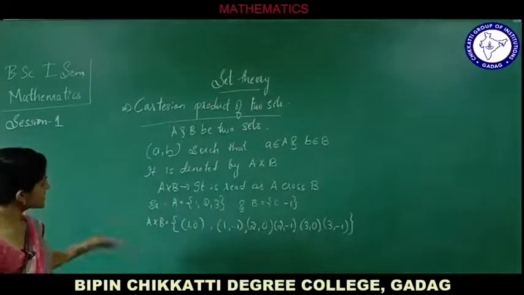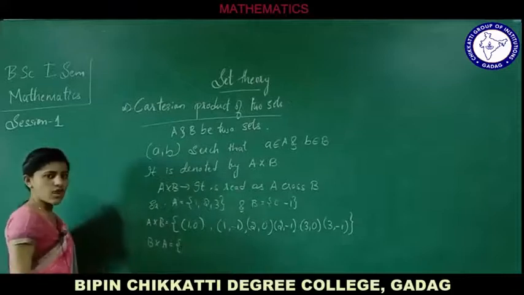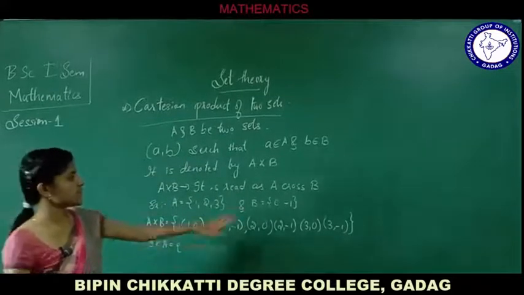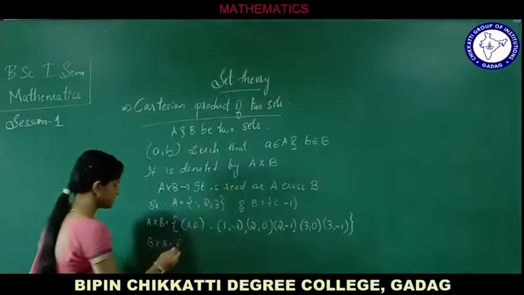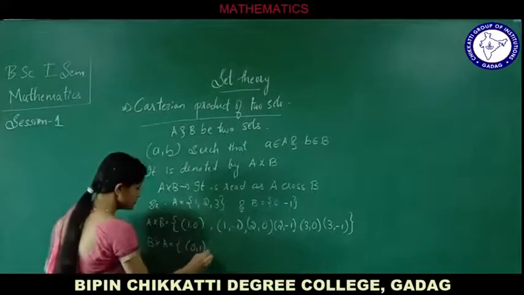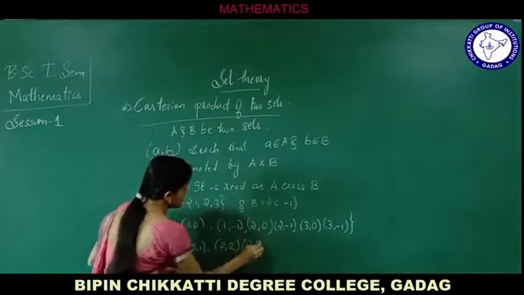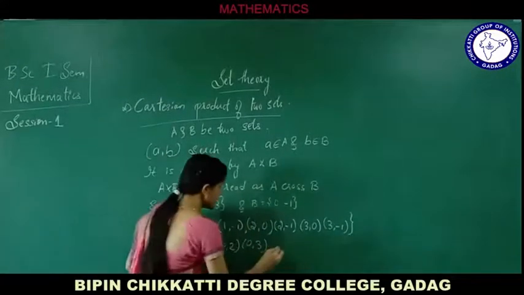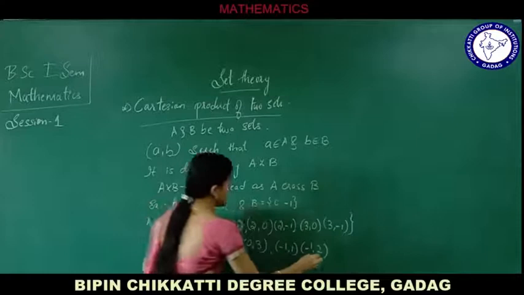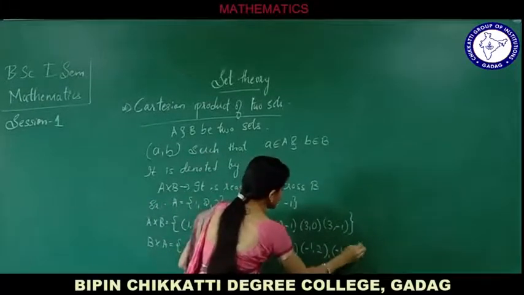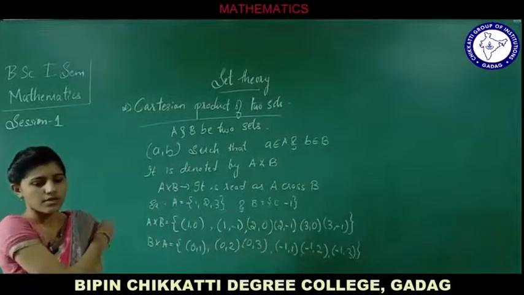Next, let us look at what B cross A will be. Here the first element should belong to set B and the second should belong to set A, that is (0, 1), (0, 2), (0, 3). Next it is (minus 1, 1), (minus 1, 2), and again (minus 1, 3). These are the Cartesian products, that is A cross B and B cross A.